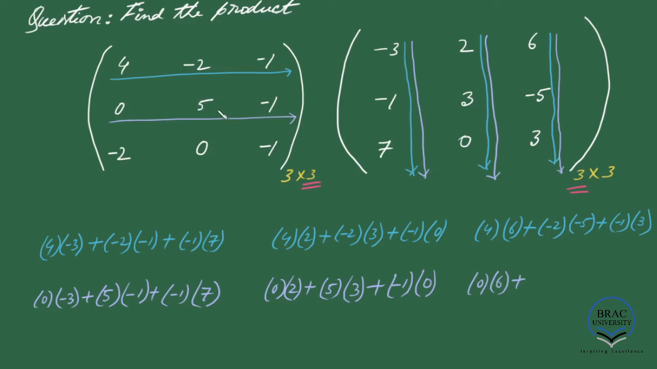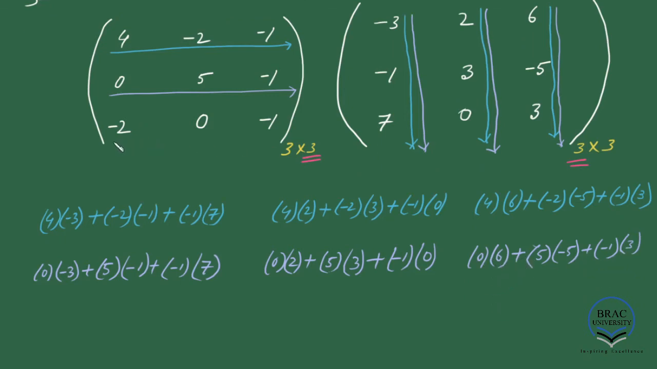Now the second entry of this selected row will get multiplied with the second entry of this newly selected column, which is -5. And the third entry of this selected row, which is -1, will eventually get multiplied with the third entry of the selected column, which is 3 over here. So we're going to multiply each of these terms and then add all of them up.